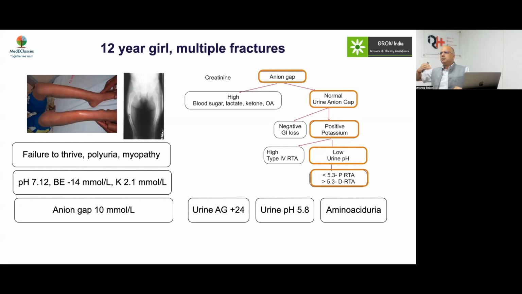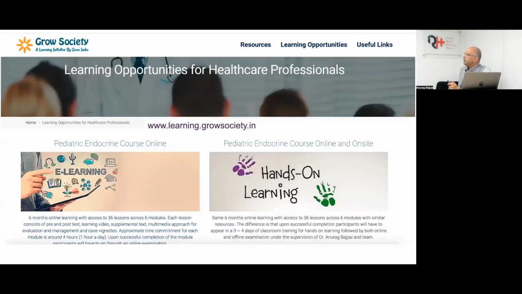But here again, we need to remember that if you have secondary hyperparathyroidism because of any cause, which is long-standing, you may have a Fanconi-like picture of glucosuria and aminoaciduria. So again, the diagnosis of RTA, though there are algorithms, may sometimes be challenging, and you need to be careful about that.